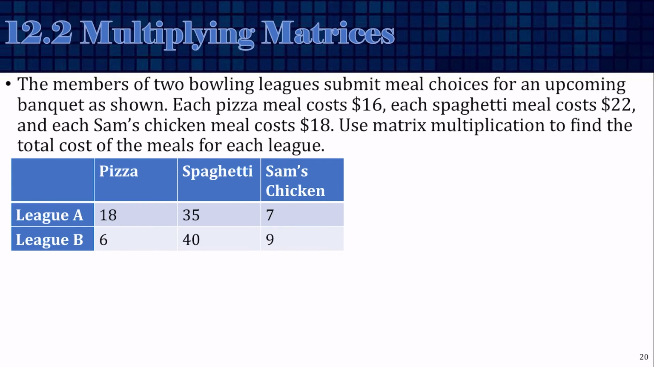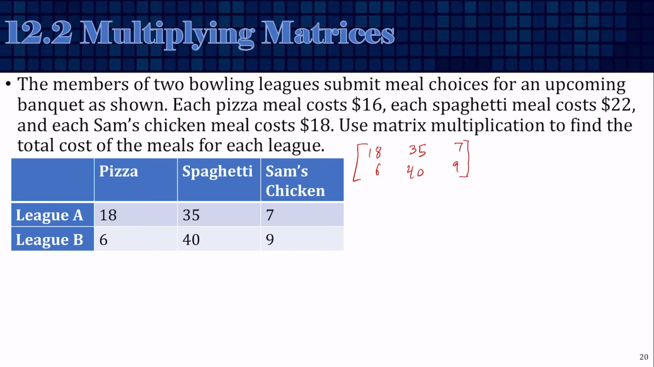The members of 2 bowling leagues submit meal choices for an upcoming banquet as shown. Each pizza meal is $16, each spaghetti meal is $22, and each Sam's chicken meal is $18. Use matrix multiplication to find the total cost of the meals for each league. Well, let's write a matrix for what was ordered. So we have pizza, spaghetti, and Sam's chicken.